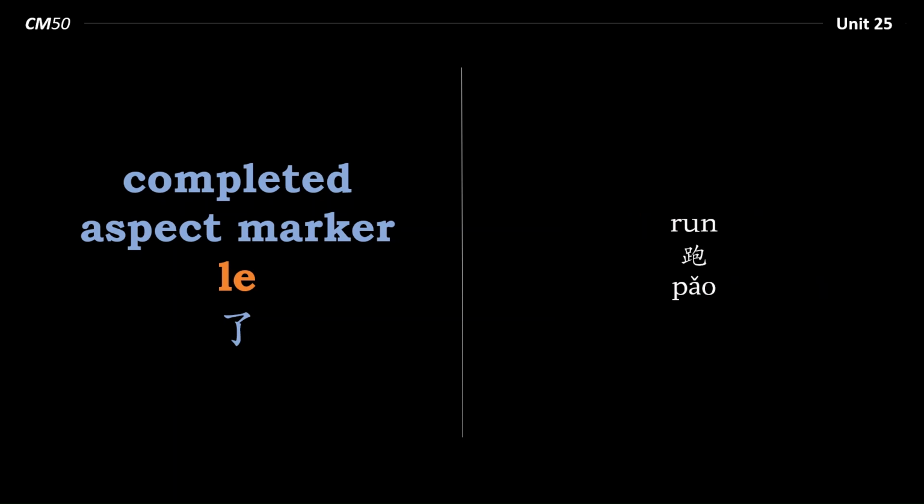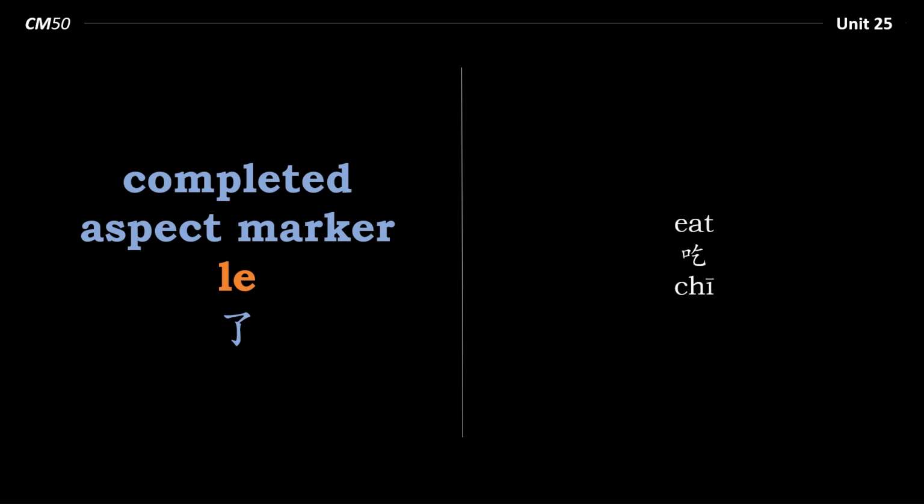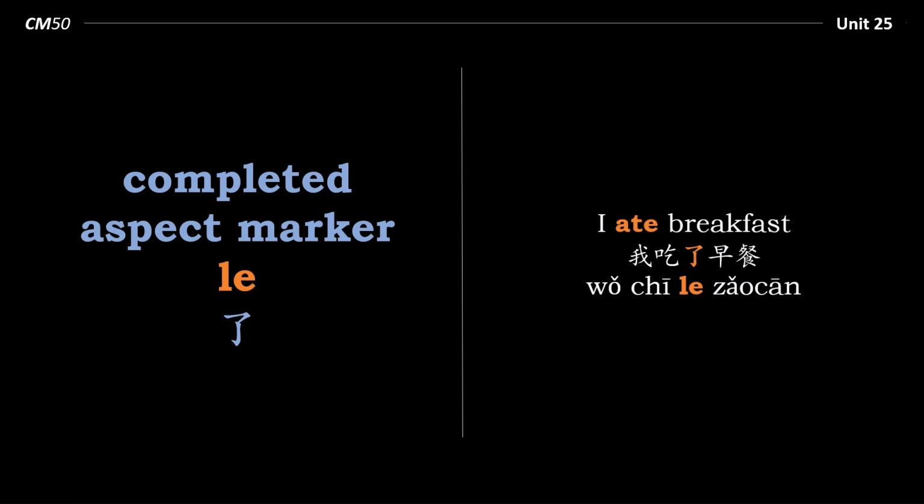Another irregular verb, run, 跑. Ran, 跑了. Run is 跑, ran, 跑了. He saw the dog and ran. 他看到狗就跑了. Here's another one. Eat, 吃. How would we say ate? 吃了. So eat is 吃 and completed aspect ate is 吃了. I ate breakfast. 我吃了早餐.